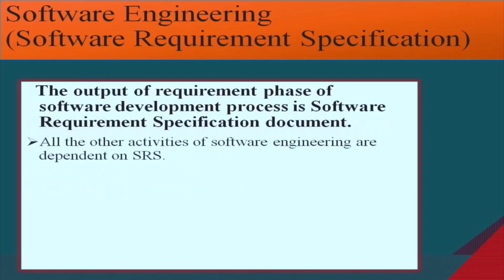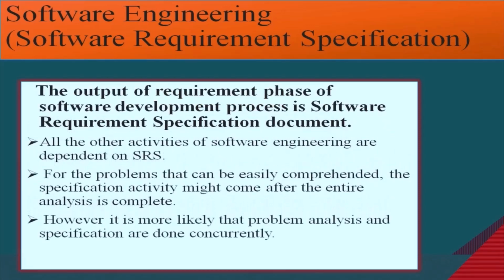What is SRS? The output of the requirement phase of the software development process is the software requirement specification document. In short, it is called SRS. All the activities of software engineering are dependent on SRS. For problems that can be easily comprehended, the specification activity might come after the entire analysis is complete. However, it is more likely that the problem analysis and specification are done concurrently.